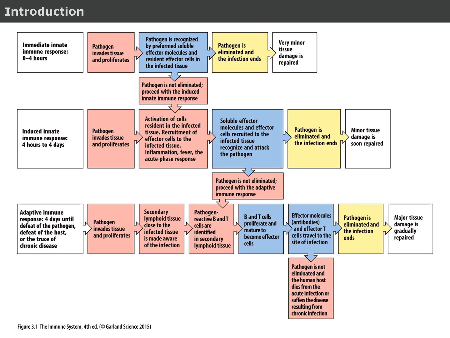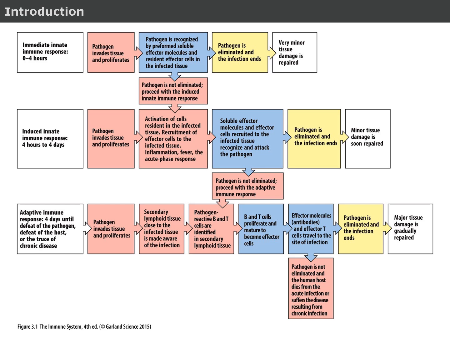If the pathogen is not eliminated at this early stage, the body initiates the induced innate immune response, which spans from about 4 hours to 4 days. The pathogen continues to proliferate, and resident immune cells in the infected tissue become activated. These cells then recruit additional effector cells, leading to inflammation, fever, and the acute phase response. The recruited soluble effector molecules and immune cells attack the pathogen. If successful, the pathogen is cleared, the infection ends, and minor tissue damage is repaired soon after.